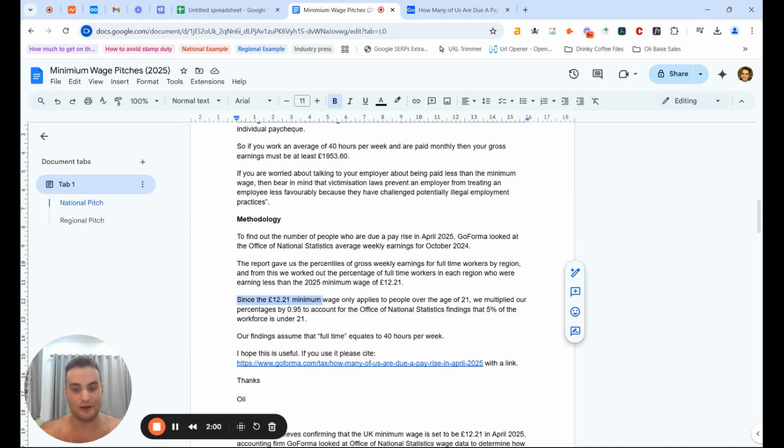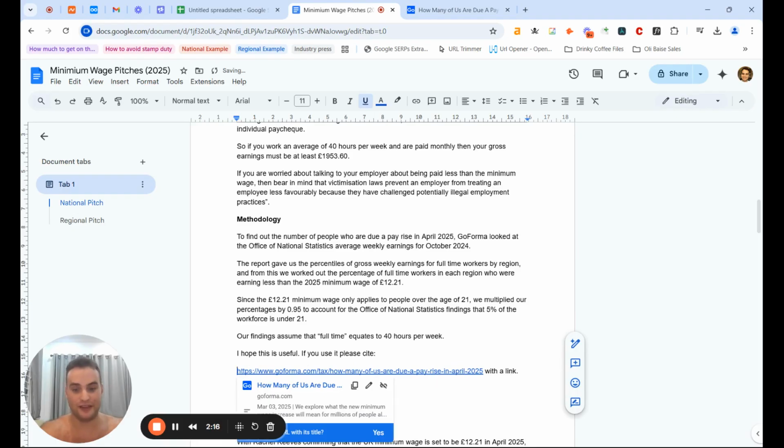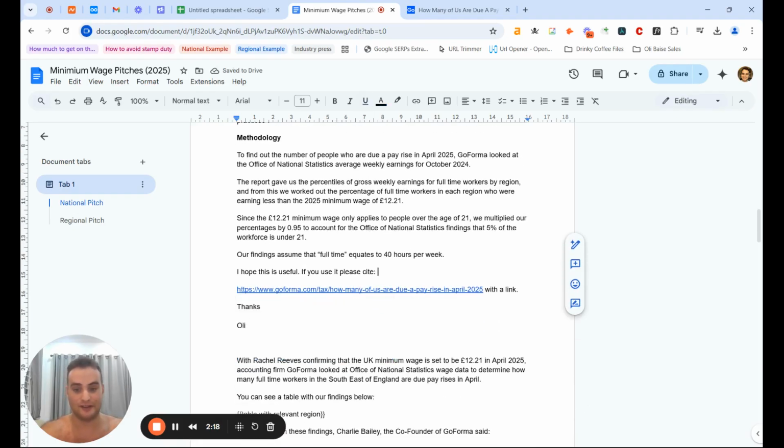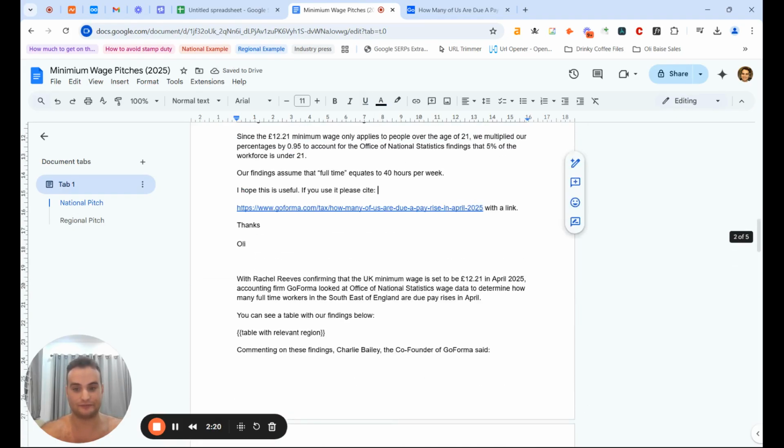Since the 12.21 minimum wage only applies to people over the age of 21, we multiplied our percentages by 0.25 to account for the Office of National Statistics finding that 5% of the workforce is under 21. Our findings assume that full-time equates to 40 hours per week. I hope this is useful. If you use it, please cite this study with a link. Thanks, Ollie.